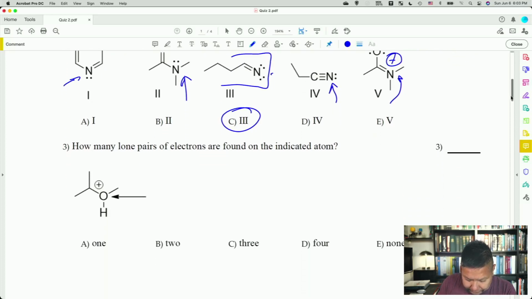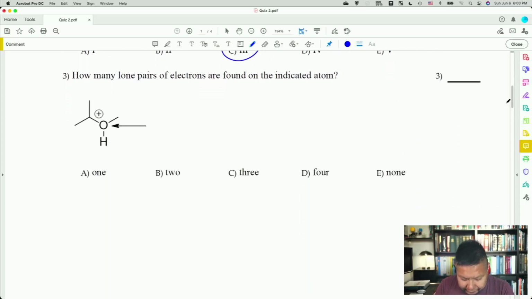Next, how many lone pairs are found on the indicated atom? This oxygen right here in the middle with a positive charge. An oxygen with a positive charge and 3 bonds always has how many lone pairs? 1, right? And the reason why it's like that is because normally it has 2 lone pairs, right? And it's neutral. But then when it has 3 bonds to it, one of those lone pairs is gone to form that 3rd bond, right? So that means there's only 1 lone pair left. That's what gives it the positive charge.